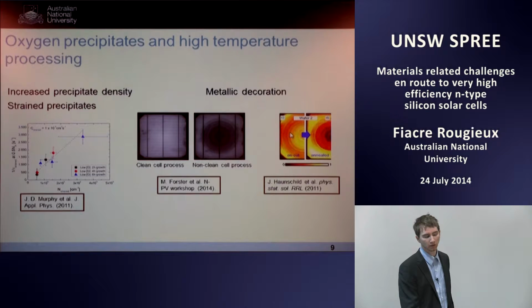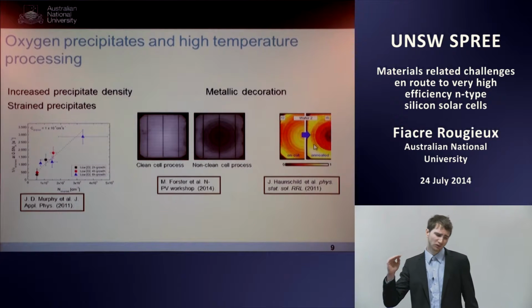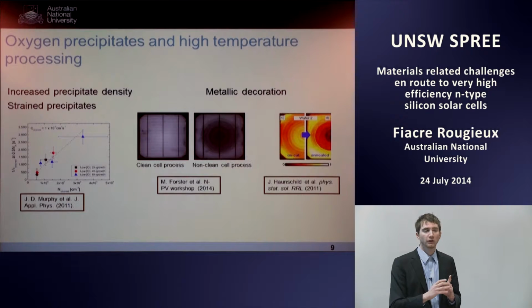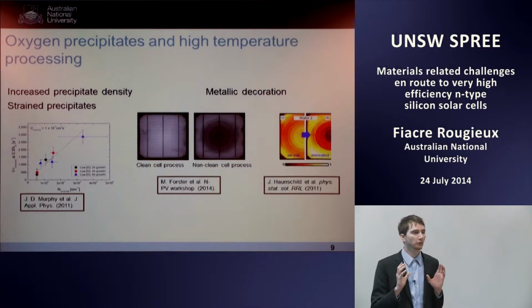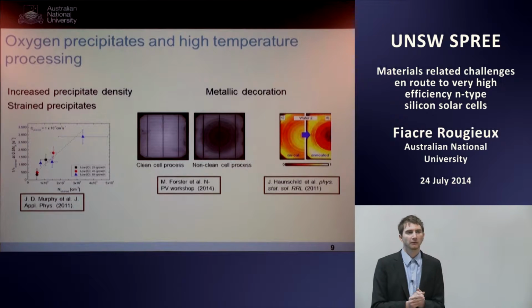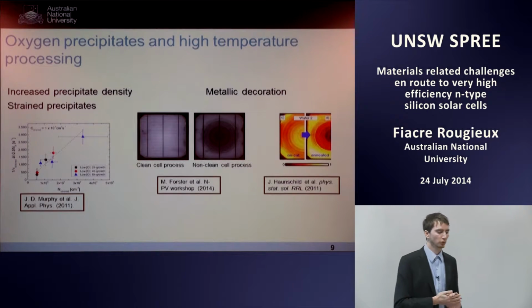Again, a similar thing here. You start with an as-cut wafer without rings in the middle, and then with a very short annealing at high temperature, you see this really ring-like structure and this degradation of the lifetime in the middle. This shouldn't happen because of the change in the oxygen precipitates. This is typically due to fast diffusing metallic impurities decorating those oxygen precipitates and making them recombination active.